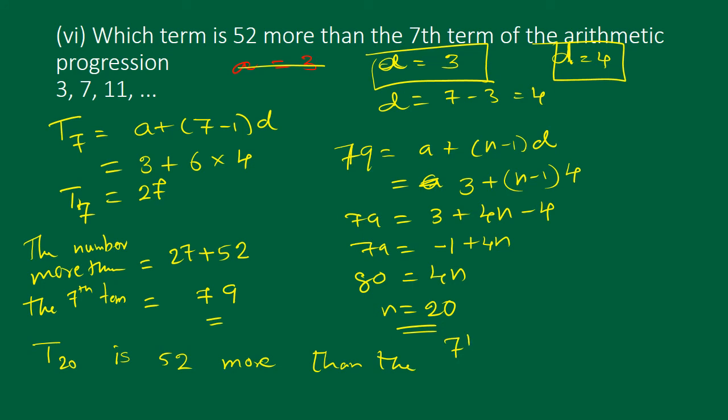Then you can say that t20, which means the 20th term, is 52 more than the 7th term of this progression. So this is very easy. You just have to look at the question and understand what it says, and try to find out a and d, and all these things are just around a, n and d. So you can do this easily, and this is a very good point to do in the exam. You can always get some marks on this arithmetic progression.